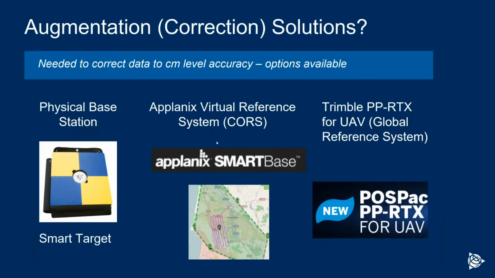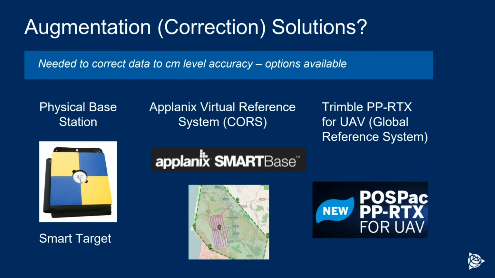So let's just take a look at these augmentation solutions again. This is kind of the second of the three components I talked about in addition to your UAV platform. So for correcting the data, you can use a physical base station. I've got displayed here our smart target, which is basically a target that you can pick up in the imagery, along with a GNSS device, which is in the center of the target here. So this is really for collecting your checkpoint information. And so you can simply toss this into your collection field and start logging that data. It's a very, very simple system to use.